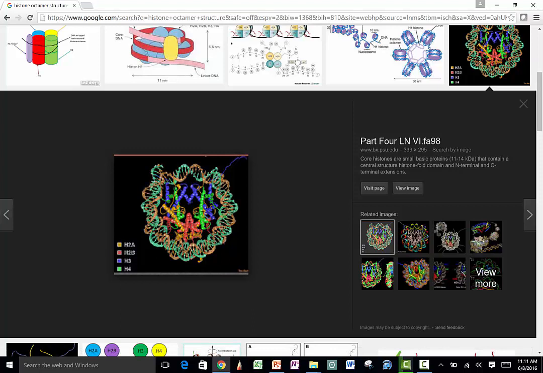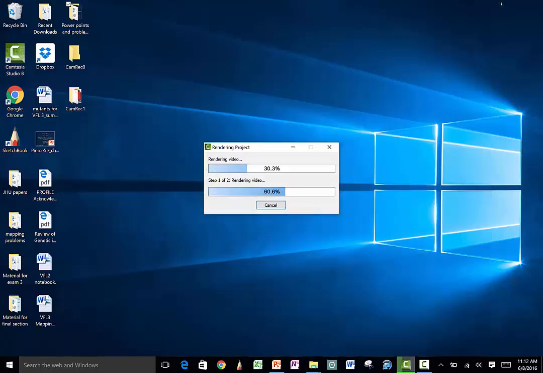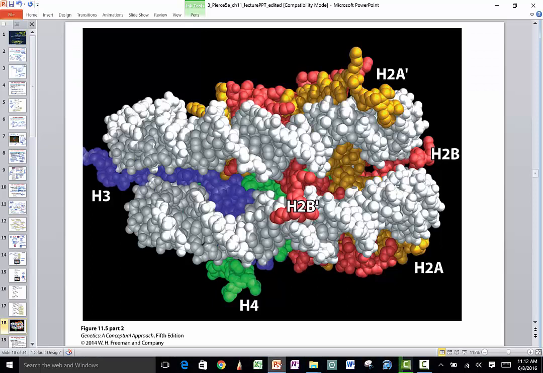It's got the DNA wrapped around the outside, and then you've got your different histones in different colors. So histone's a pretty cool structure. Feel free to look around and find some videos that give you a better view of it. But as far as you're concerned, you have to draw it out in an abstract form.